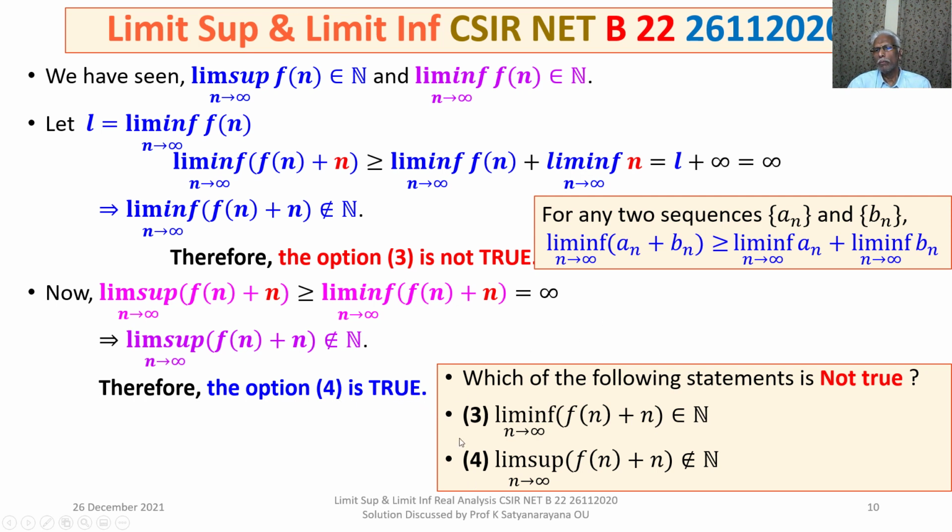So in all, we have to find the statement which is not true. Out of these 4 options, 1 and 2 we have already seen are true, and 4 is also true, and 3 is the only statement which is not true. Therefore, the final answer is that option 3 is not true.